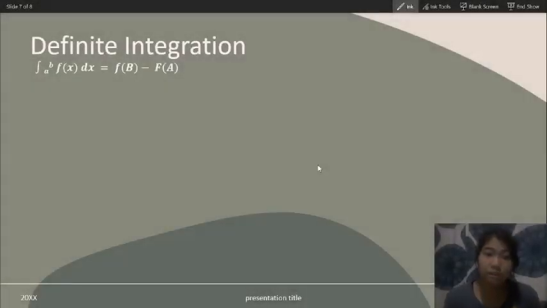So, moving on to definite integration. Based on the name itself, definite, it means the answer of this lesson has a definite number, a specific number, or a constant. So, in order for us to solve for the definite integration, we have this formula: the integral of f(x) dx equals f(b) minus f(a). In order for me to explain this formula further, let's start with the first example.